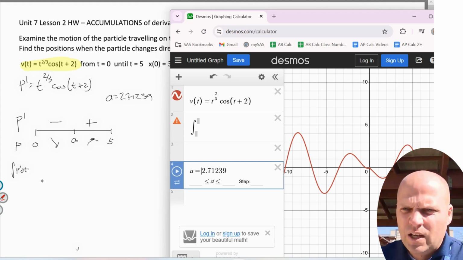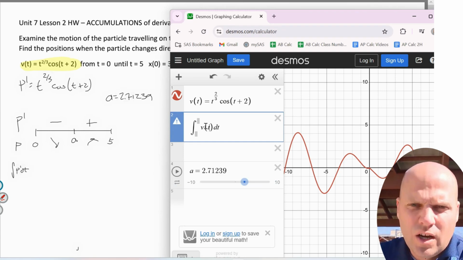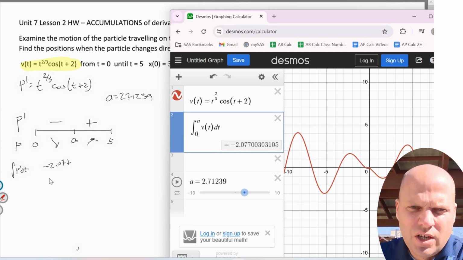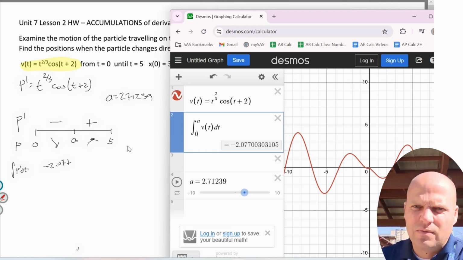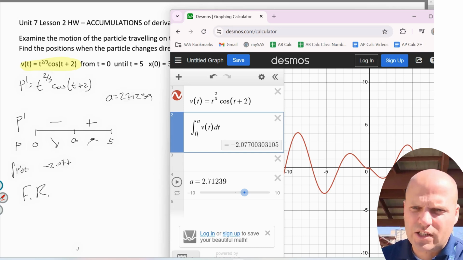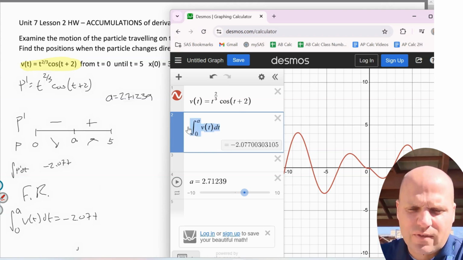2.71239. Cool. And if I accumulate my velocities by the split seconds in which we're traveling at those velocities from 0 to A, I get my displacement of position, that my position decreases this much, and might as well hold on to that value. And it's very important for free response, which this test is. You need to write down everything that is calculated. Cool. You'll also need this from A to 5.